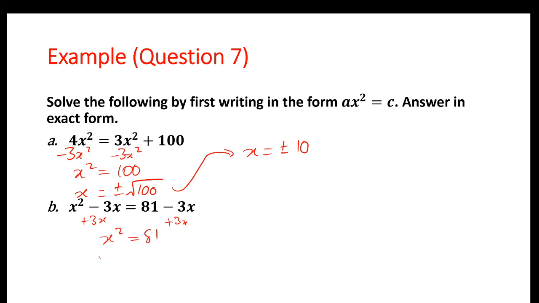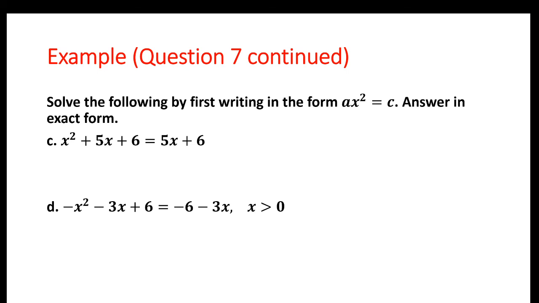Now, to get the x by itself, I'm going to take the square root of both sides. So x is equal to plus or minus the square root of 81. And again, it says to leave an exact form, but we can simplify this one to a nice number. The square root of 81 is just equal to 9. So x is equal to plus or minus 9.